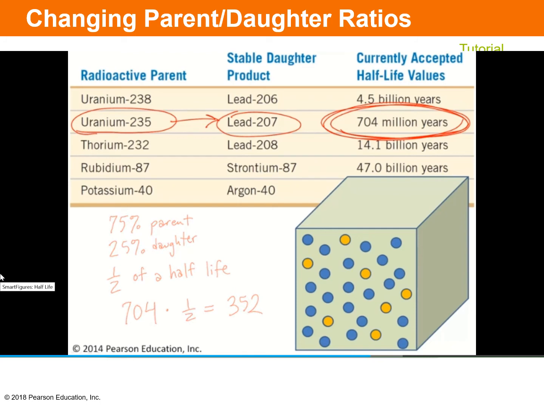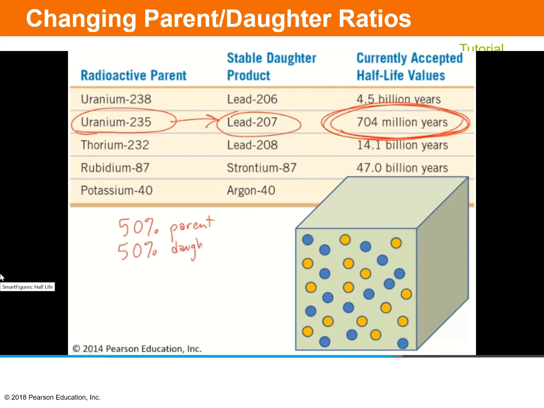Let's let the system evolve a little bit further. Let some more of these parents decay into daughters, so we're building up more and more of the daughter product. At this point, we've got half of each, so 50% parent, 50% daughter. That's, of course, the definition of a half-life. So we multiply 704 times 1, and we get 704 million years. Okay, I think you get it.